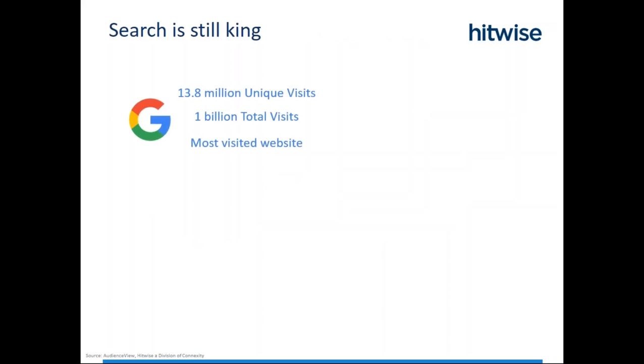So search is still king. Predominantly Google is quite a big monster when it comes to search. Just in the month of July there were 13.8 million unique visits to Google. That's over 1 billion total visits overall, and it was the most visited website globally. This is not a surprise at all. So when having a look at search and visitation, you can see here that 58% have come from mobile and 42% have come from desktop. So once again, mobile search is really starting to hold its ground here.